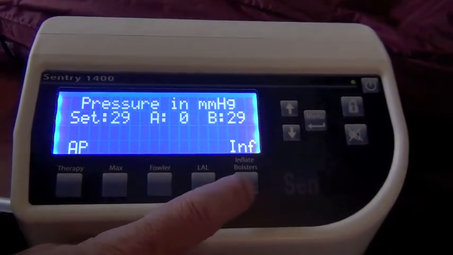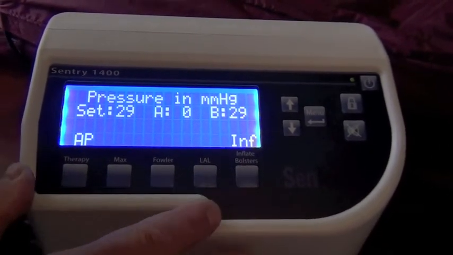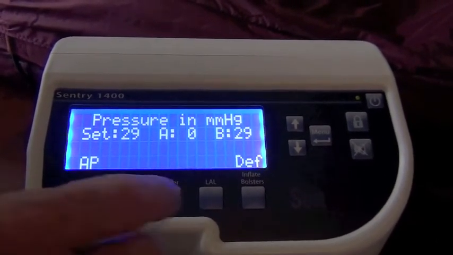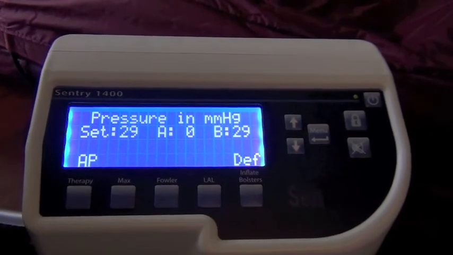If you need to do a transfer out of bed, obviously we would recommend deflating the system first and also deflating the side bolsters here. So that's what that option is.